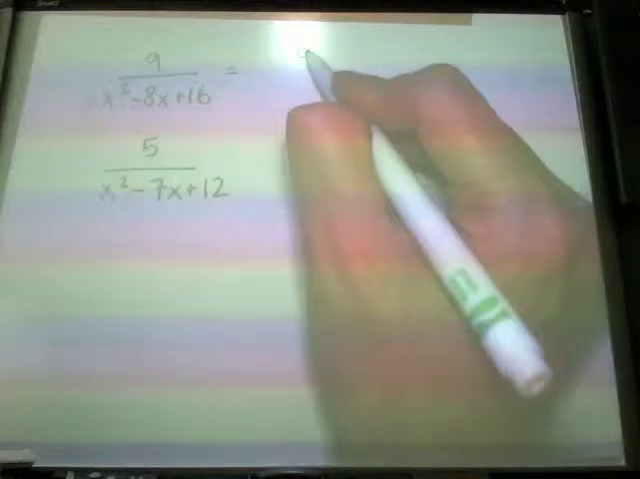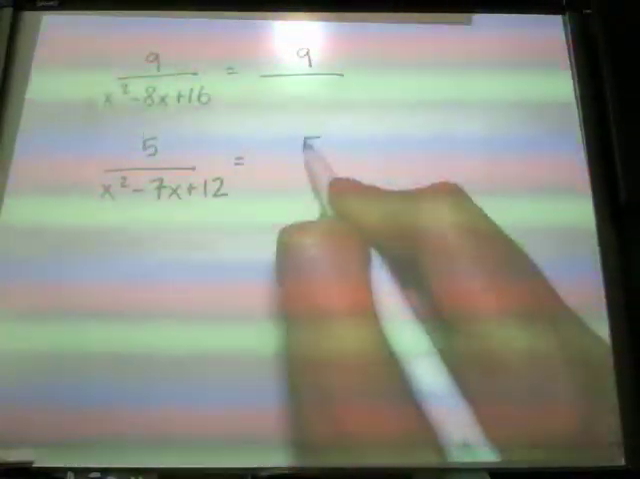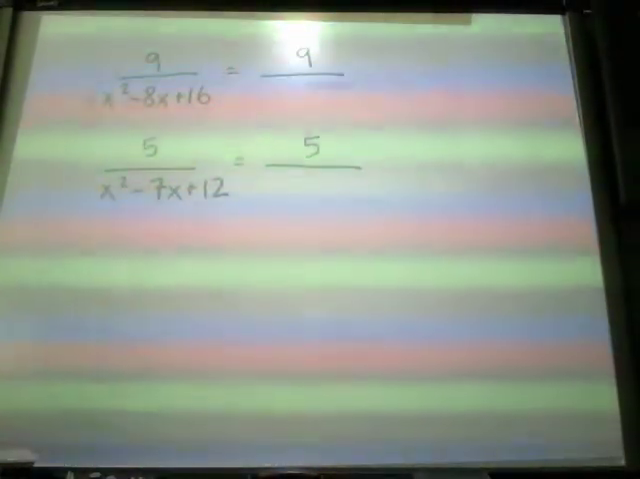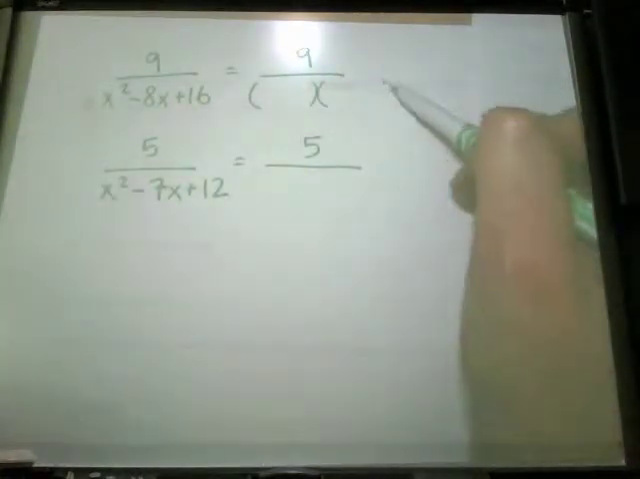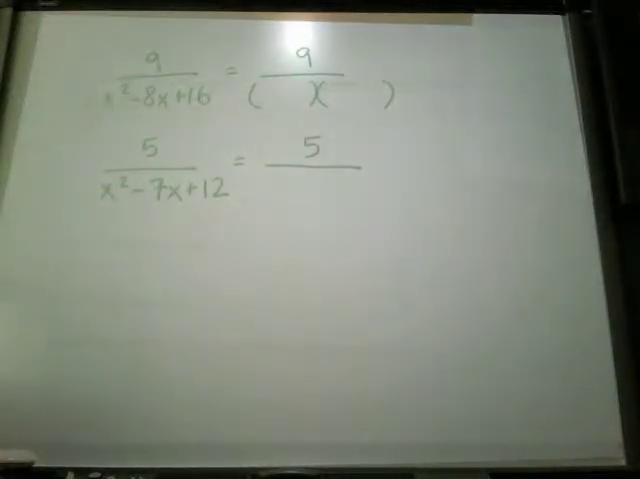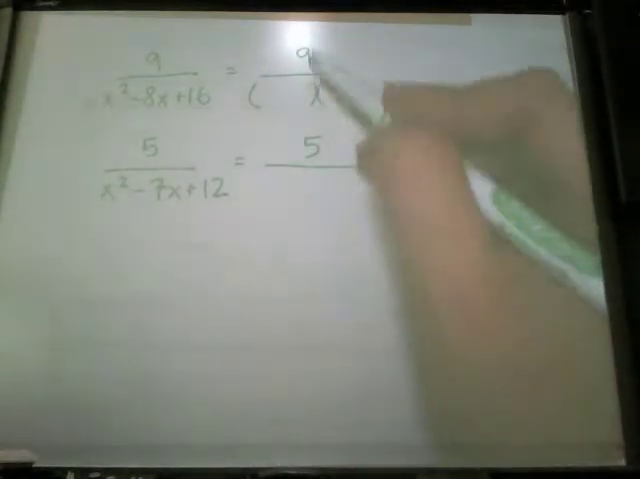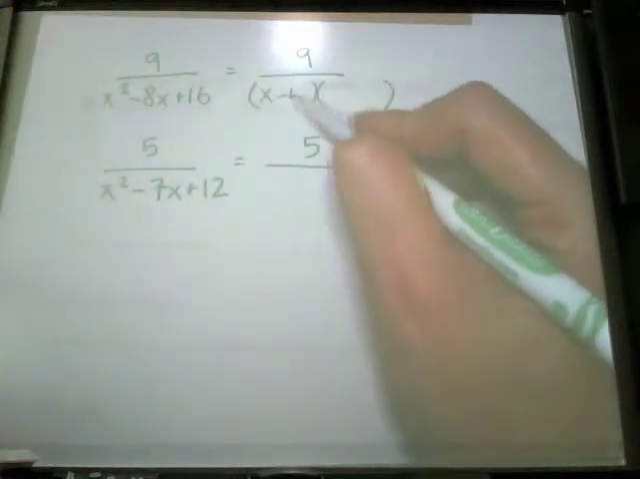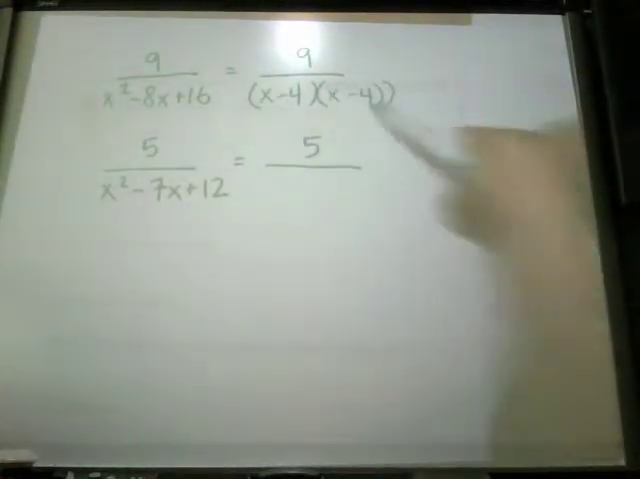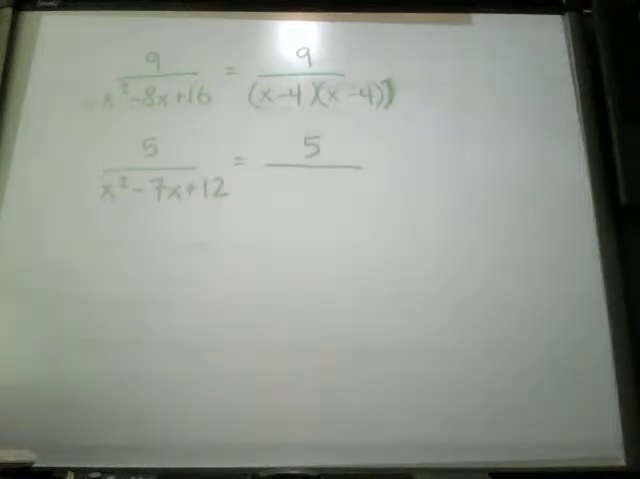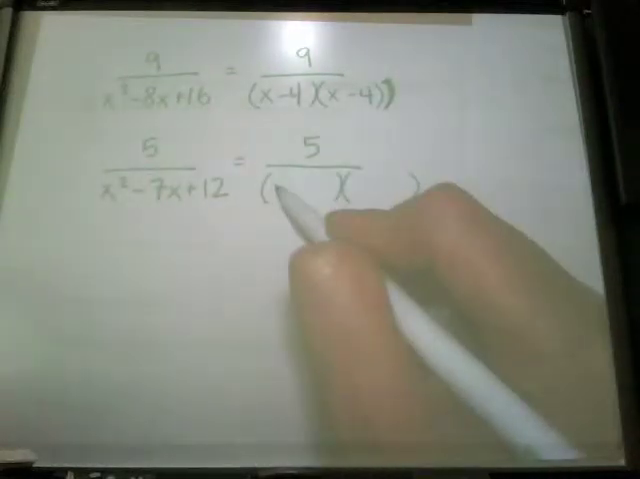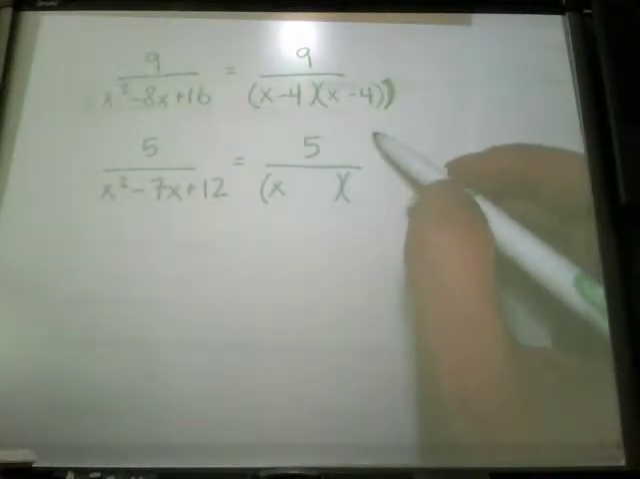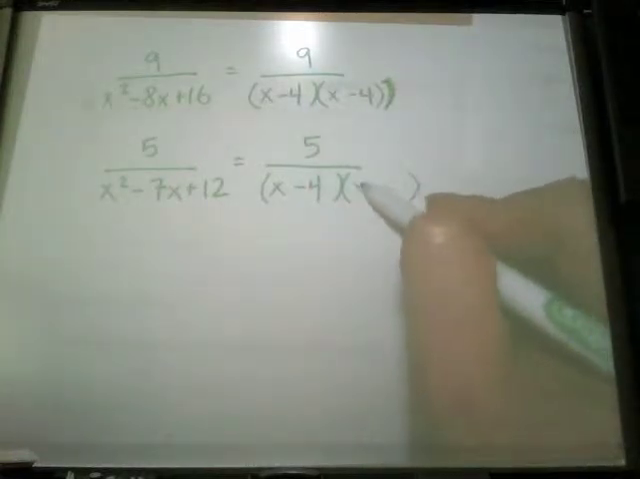First thing I need to do, factor. Factor first. 9 and 5, numerators, I can't do anything. Denominators, I have two trinomials. Either the square of a binomial or reverse FOIL, whichever you prefer. Oops, thank you, a double parentheses there. x minus 4 times x minus 4 for the first denominator. For the second denominator, reverse FOIL, x minus 4 and x minus 3.